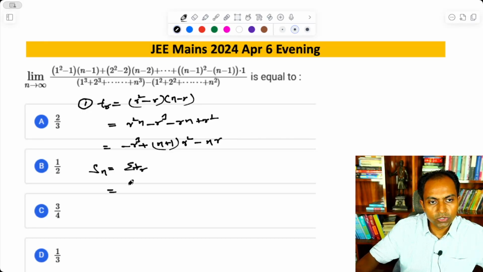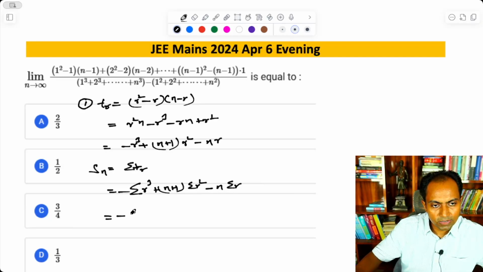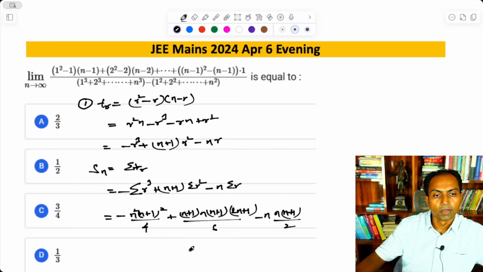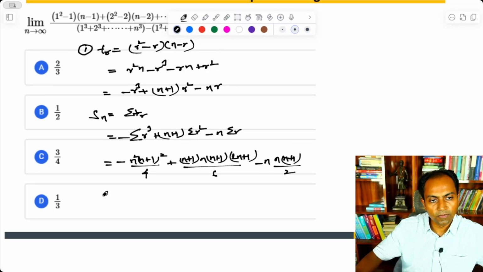As a result, it looks something like this. Summation of minus r cube plus (n plus 1) times summation of r square minus n times summation of r. The first part can be written as n into (n plus 1) whole square by 4. This is the standard result. The second one will become (n plus 1) into n into (2n plus 1) by 6, and the last one will become n times n into (n plus 1) divided by 2. If you write it like this, it can be very easily simplified.